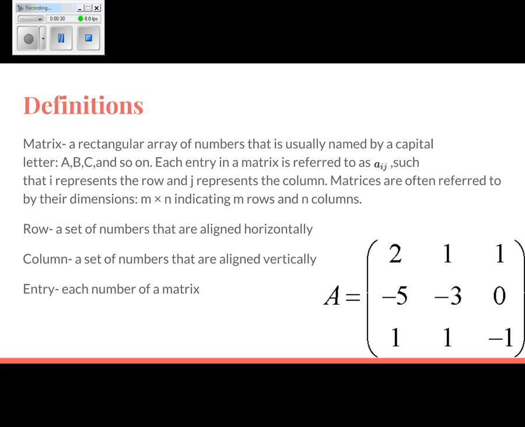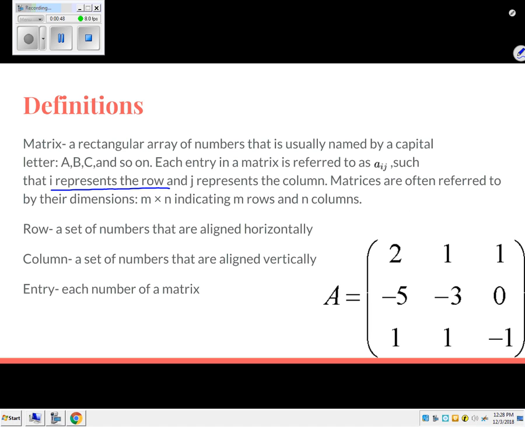First of all, a matrix is just a rectangular array of numbers that is usually named by a capital letter, either A, B, or C, and so forth. Each entry in a matrix is referred to as A sub ij, such that i represents the row and j represents the column. We're going to see that same order keep coming up, row and then column. Okay, and then we can also talk about their dimensions.